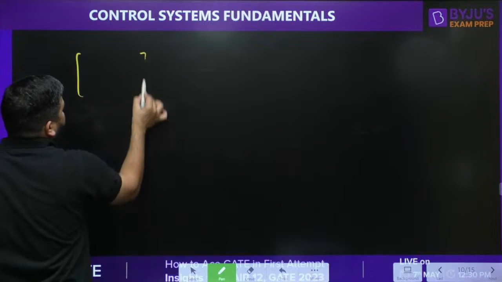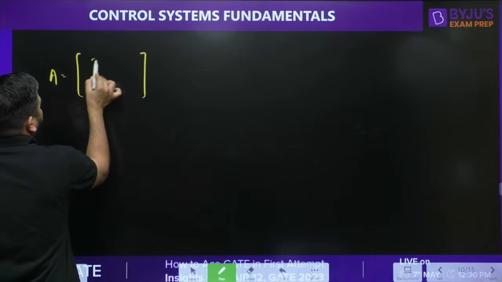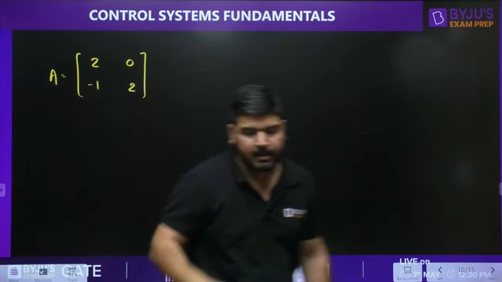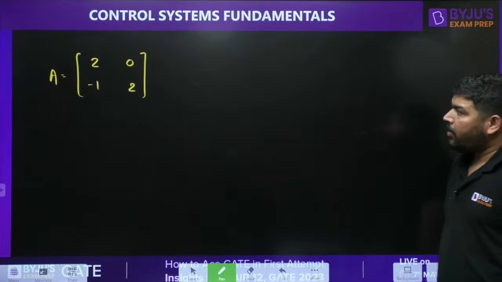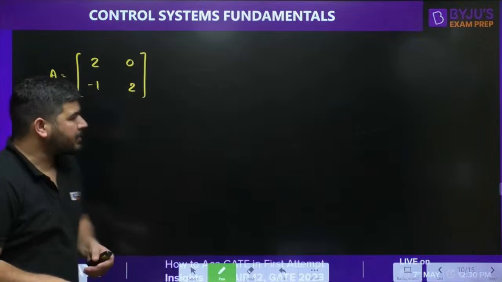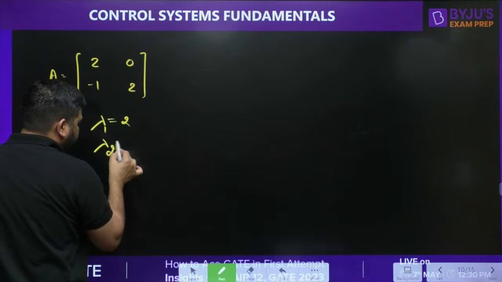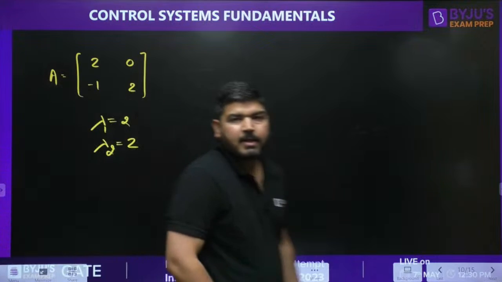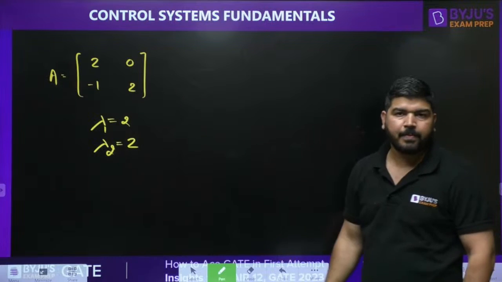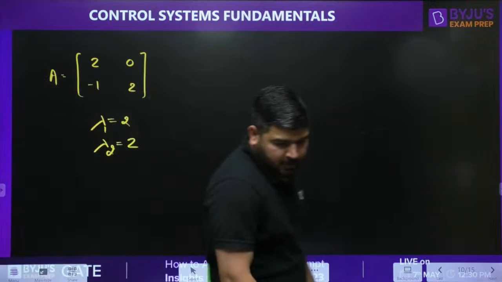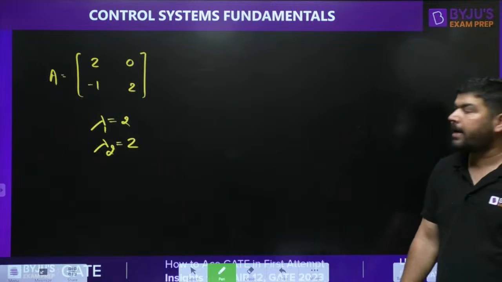Let's say I have a matrix A. A is equal to [2, -1; 2, 0]. Now, if you calculate the eigenvalues of this matrix, lambda 1 equals 2 and lambda 2 will also be equal to 2. So you have the same eigenvalues. Now we need to comment on the eigenvectors, whether they will be linearly dependent or independent.